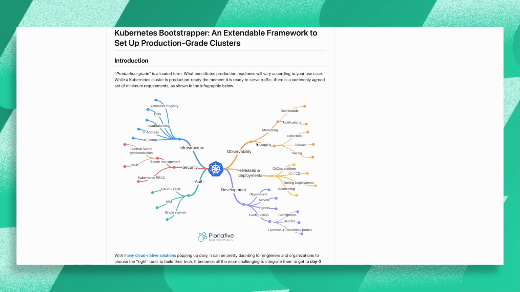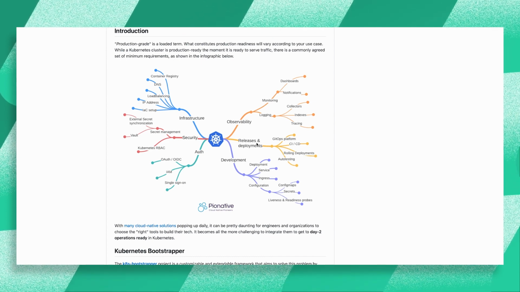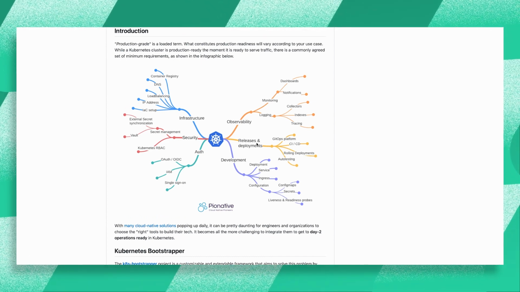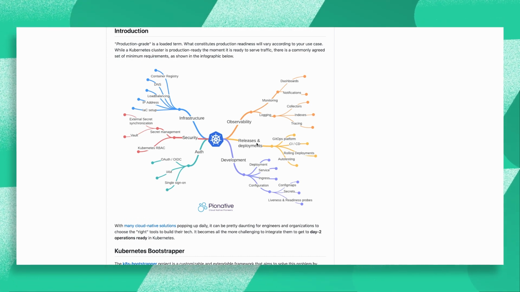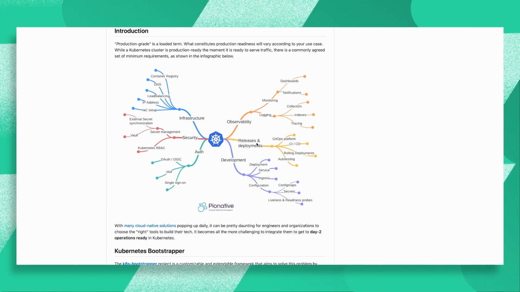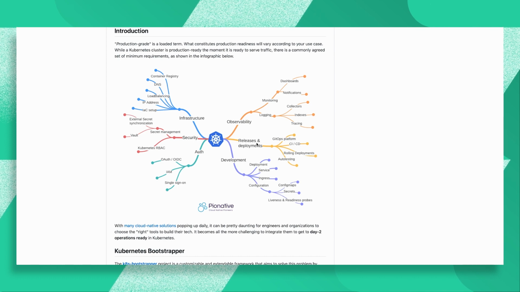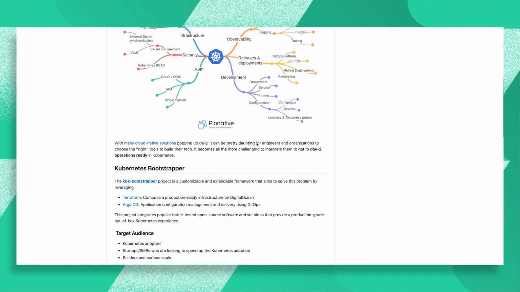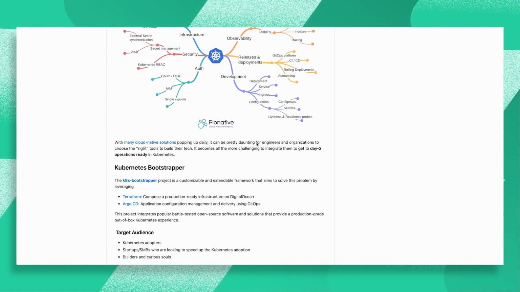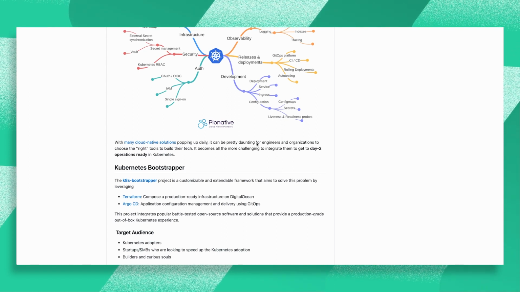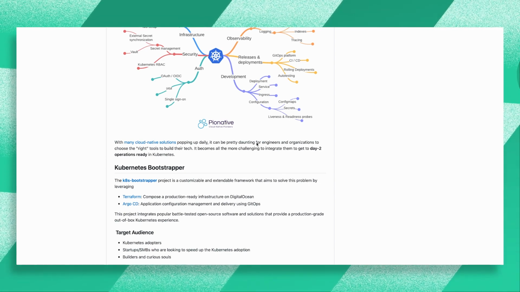With many cloud-native solutions popping up daily, it can be pretty daunting for engineers and organizations to choose the right tool to build their Kubernetes stack. It becomes all the more challenging to integrate them to get to day 2 operations ready in Kubernetes. This resulted in building the Kubernetes Bootstrapper, a customizable and extendable framework that aims to solve this problem by leveraging popular tools such as Terraform and Argo CD.